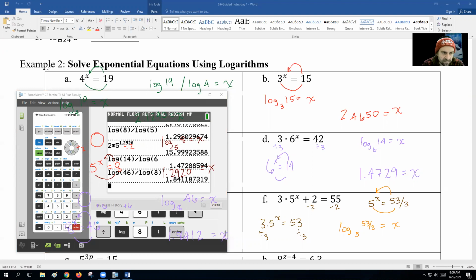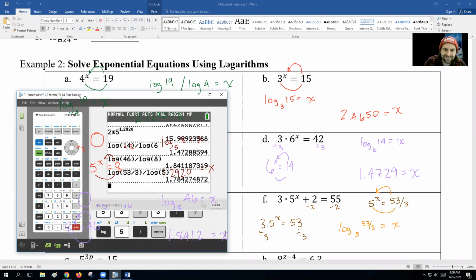So that's just something we got to type in the calculator. And we just take our time with this. We've got log, and we're going to type in our 53 divided by 3. That's just a number here. And then divided by our base here, log 5.